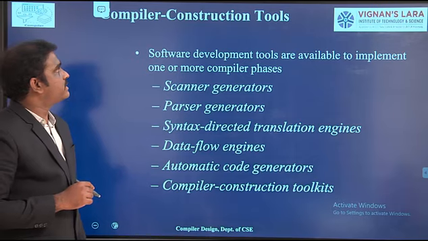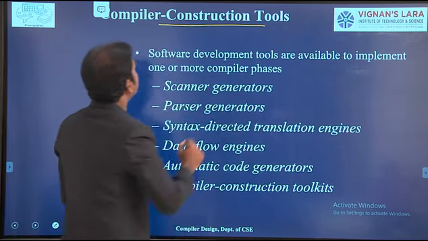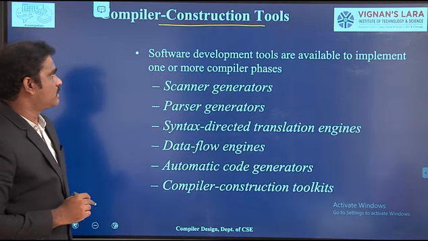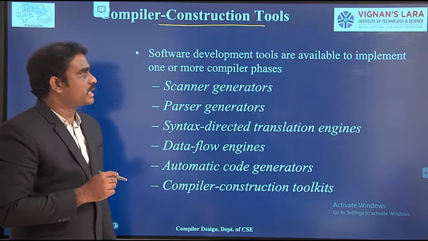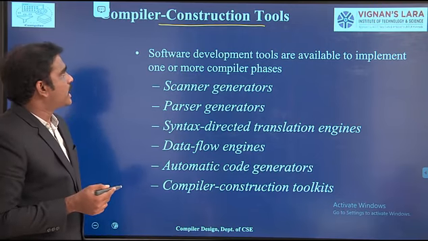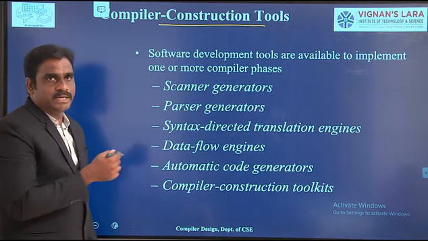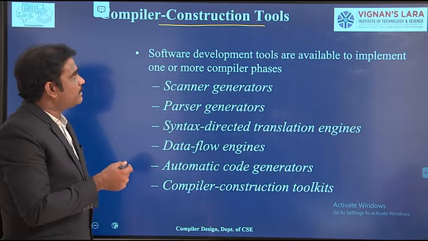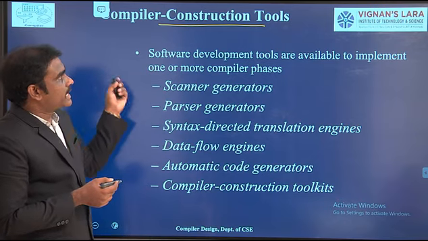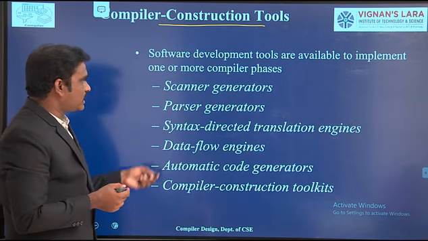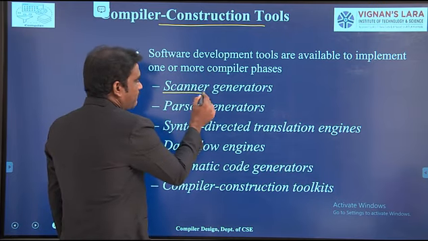And the next topic is compiler construction tools. It is a separate topic. So software development tools are available to implement one or more compiler pages. We have a total of 6 pages and these 6 pages generate some outputs. Now with the help of some tools we have to generate the outputs. So in the compiler construction tools, we are using a total of 6 tools. The first one is the scanner generator.